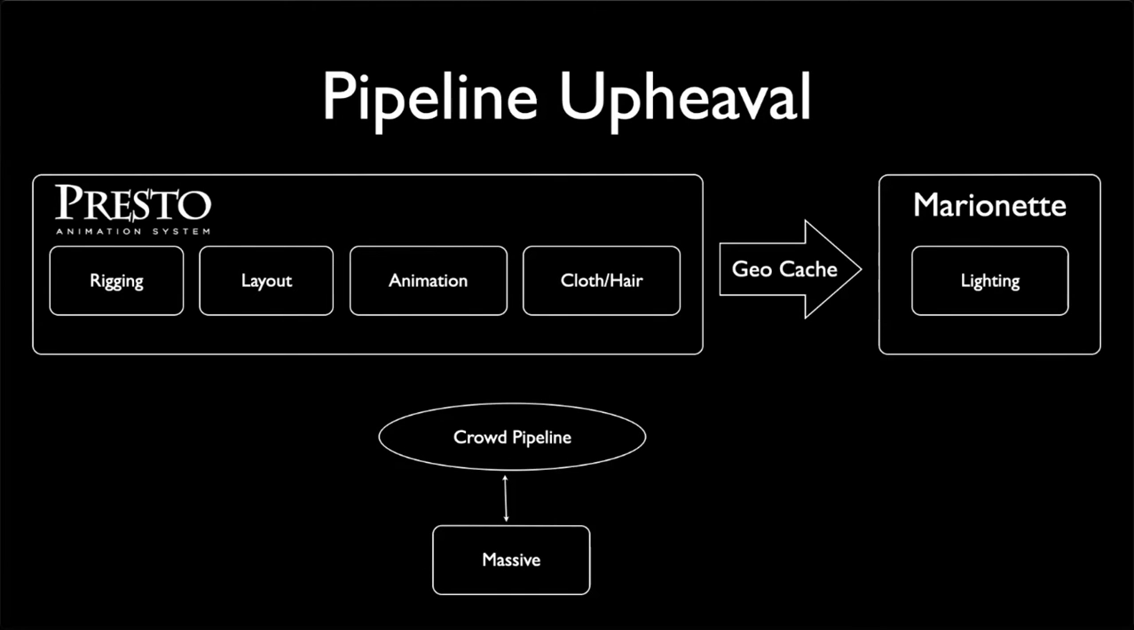But then we had a pretty big pipeline upheaval where we switched over from Marionette to a new system that we call Presto. And that's actually what we're using today. This is Pixar's modern, multi-threaded, high-performance animation environment. And that broke things up a bit. You'll notice that Marionette is still around, connected with this geocache line, but the crowd pipeline was orphaned. Massive no longer connected to Presto, and as a result, we didn't really have anything to work with for crowds in the film Brave.